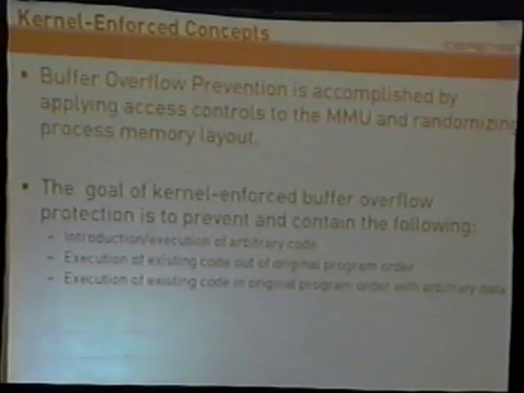Essentially, the goal of kernel-enforced protection, according to PaX, is to prevent or contain the introduction and execution of arbitrary code. Generally, the introduction of arbitrary code into a program is not easy to stop because we have vulnerable functions out there that allow you to write beyond the bounds of your buffers. But if you put that data there and you can't execute it, then essentially it's no big deal. You're just going to crash the program.